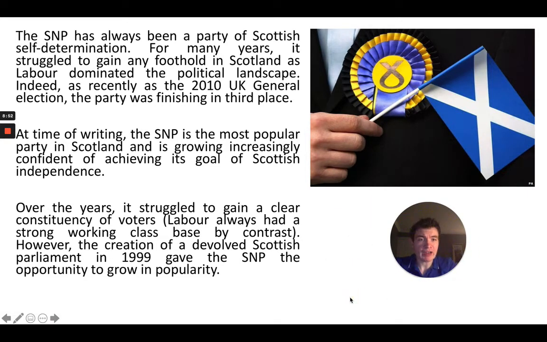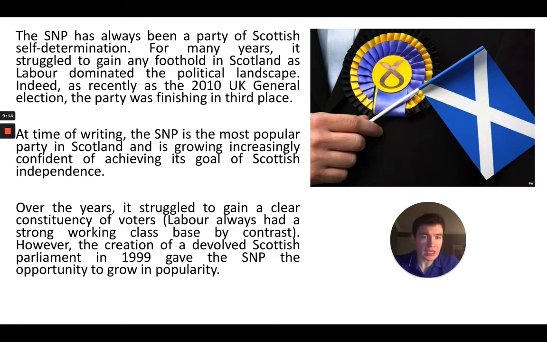So just want to give you a wee bit of background before we actually get into the nitty-gritty of this, okay? I've said here the SNP has always been a party of Scottish self-determination. Now, you'll notice I have very carefully not said it's always been a party of Scottish independence. If you look in the early days of the party, you would find a lot of evidence that suggested the SNP wasn't overtly for independence.